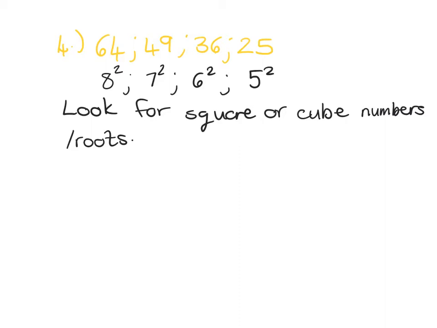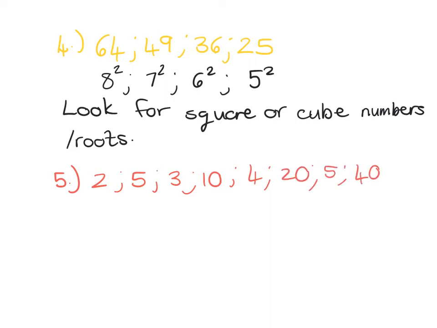Another set of patterns I've noticed, number 5. What if a pattern looks like this? 2, 5, 3, 10, 4, 20, 5, 40. It's every second one. Good, it's every second one. So this is a combination of two patterns. And both of them are actually quite easy.